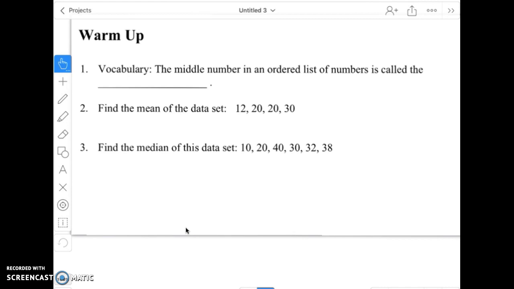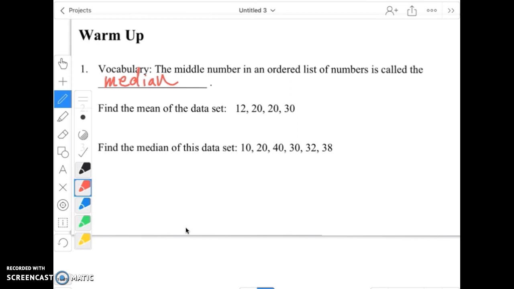So our warm-up, the first piece, our vocab of the day: the middle number in an ordered list of numbers is called the blank. Okay, so that piece right there would be the median. If we were going to find the mean, remember that's where we would add all of those up and divide by 4 because we have 4 different data points.